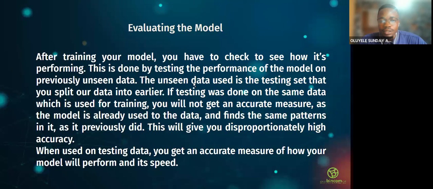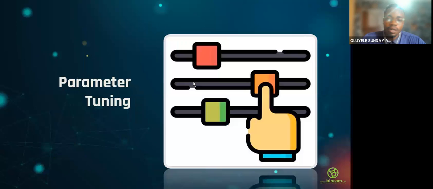So the next thing is parameter tuning. Let's say we have been able to train, we have been able to evaluate, and we discover that the model we have trained is really not performing well. So there's a way we can actually tune our model with parameters such that we can get better prediction and maybe better accuracy of the model we are working on.